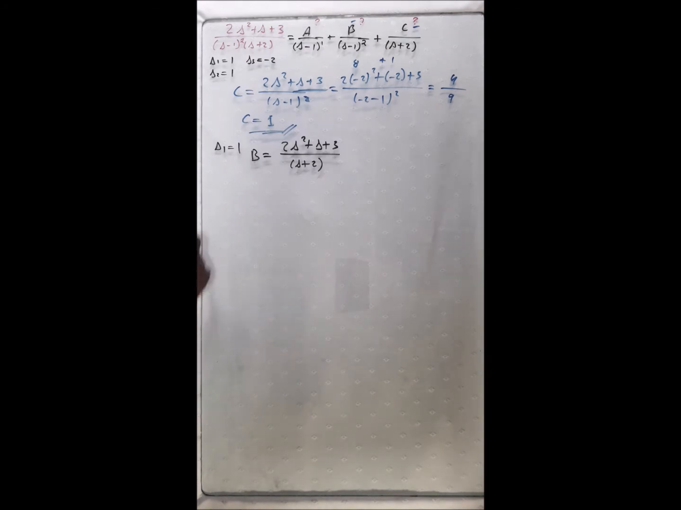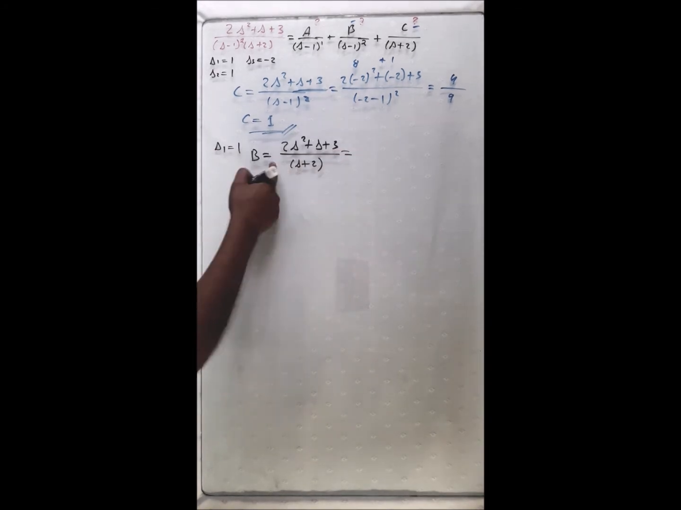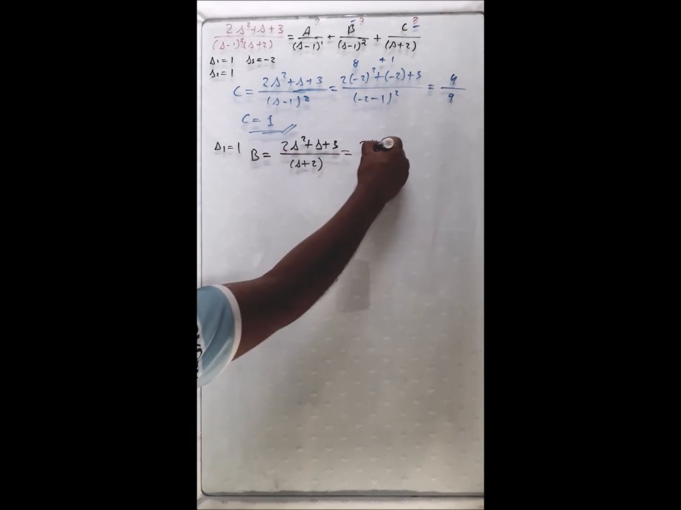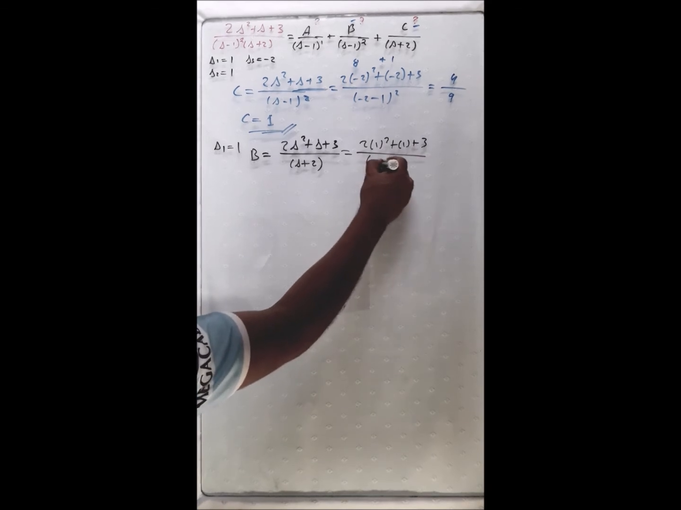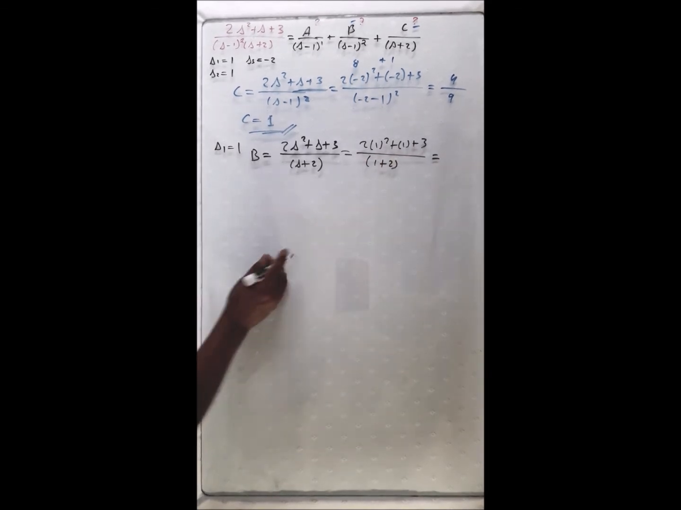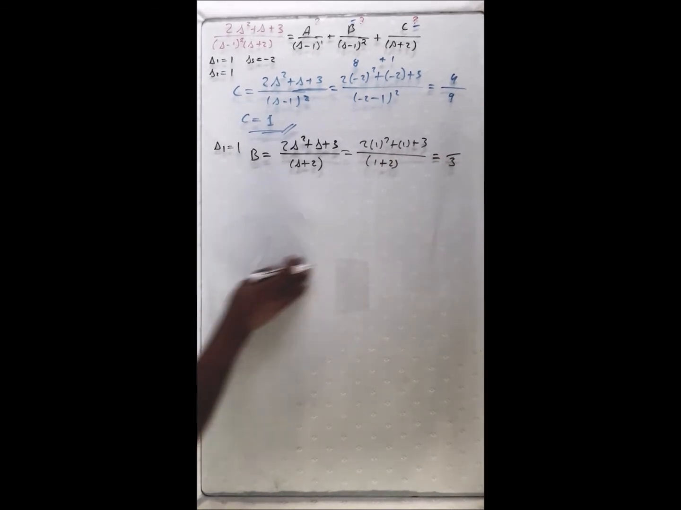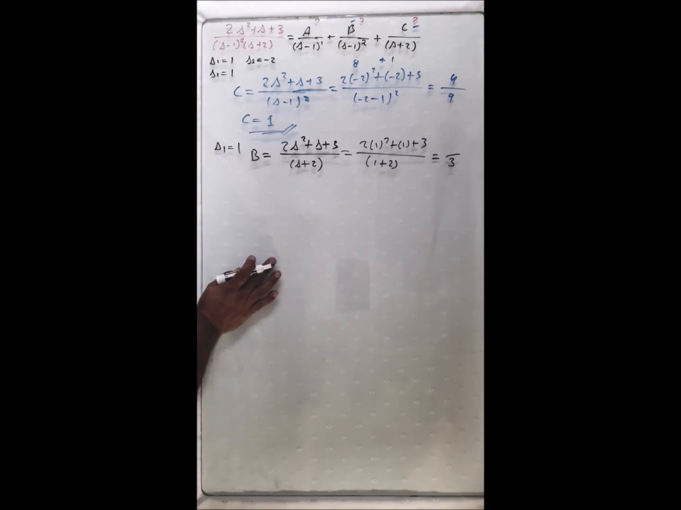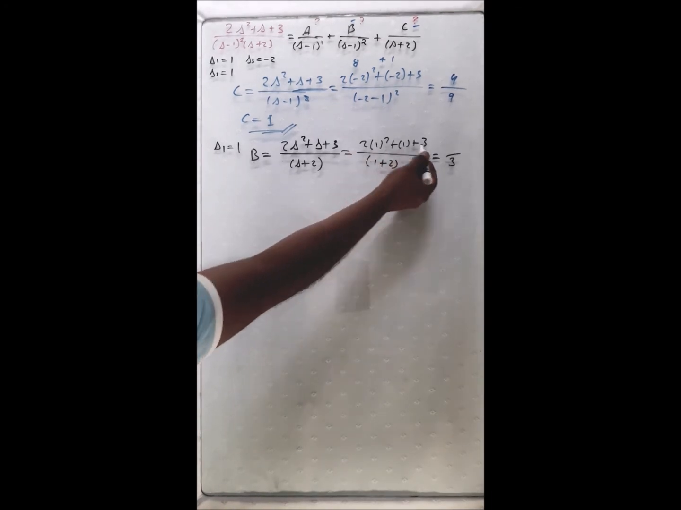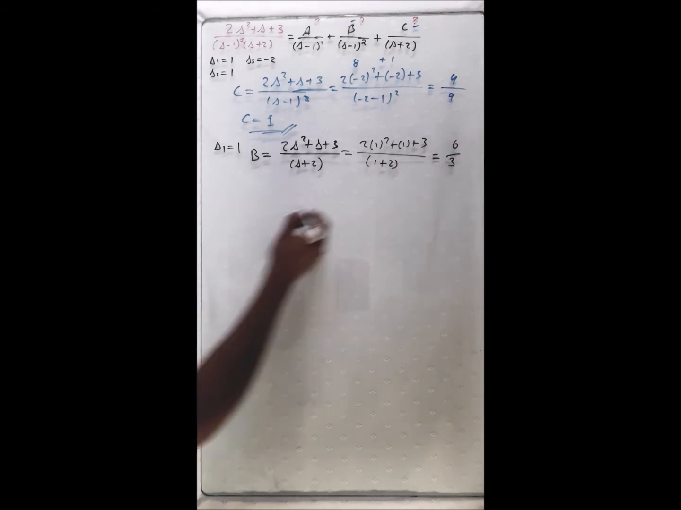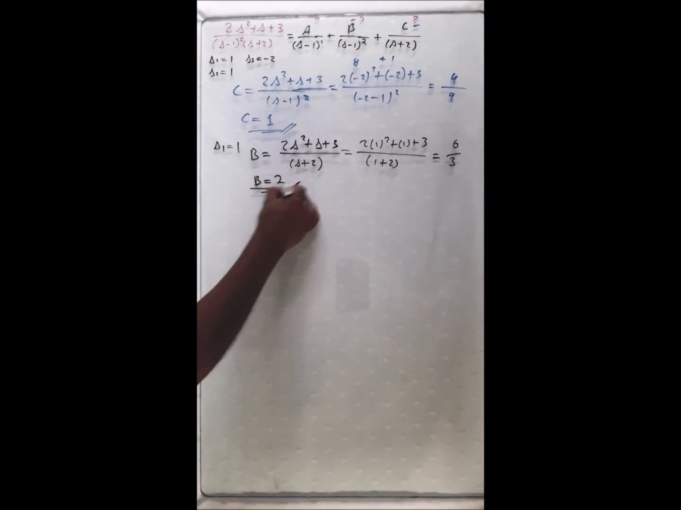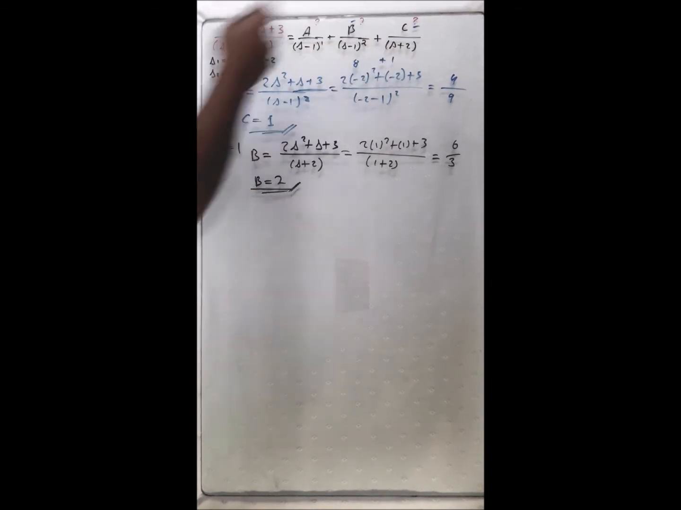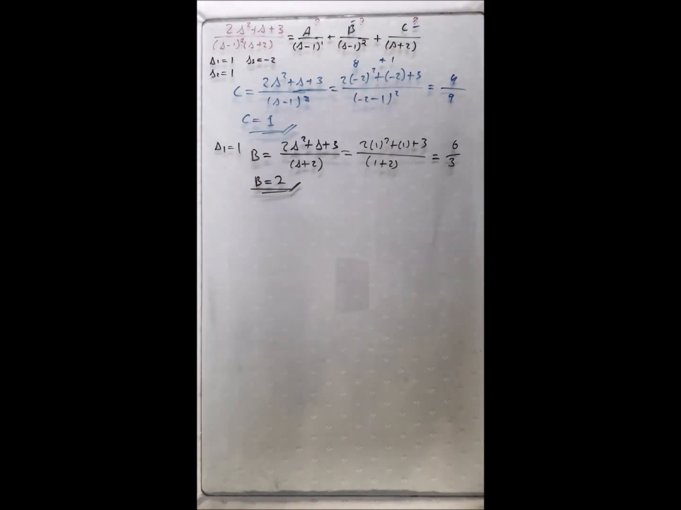Okay, so let's use it. S equal to 1. So let's replace the value of 1. 2 times 1 squared plus 1 plus 3 divided by 1 plus 2. So in the denominator it is 3, and in the numerator it is 2 plus 1, 3 plus 3, 6. So 6 divided by 3, B happens to be just 2. So we found the values of B and C, but for A we cannot use the Heaviside method.